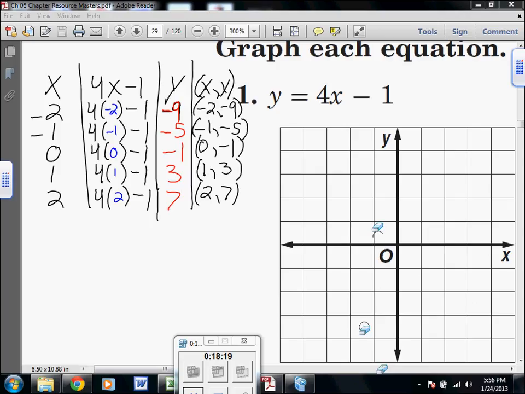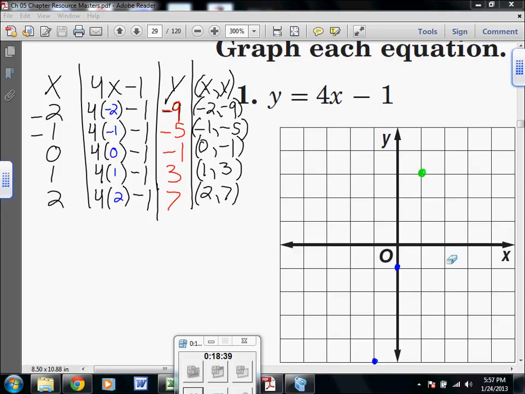-1 comma -5. -1 means go left, -5. 1, 2, 3, 4, 5. Okay, so that one's gonna be at the very bottom. So now let's move on to the next one. 0 comma -1. 0 means go nowhere. -1 means go down 1. Okay, 1 comma 3. Go right 1, up 3.